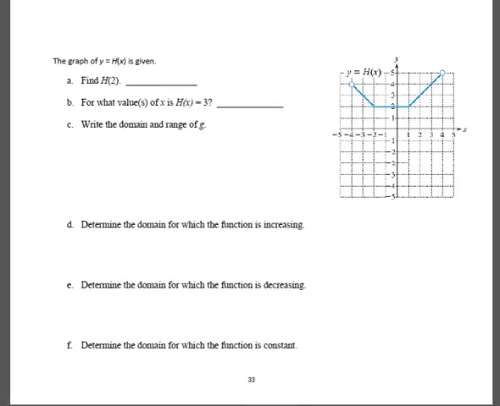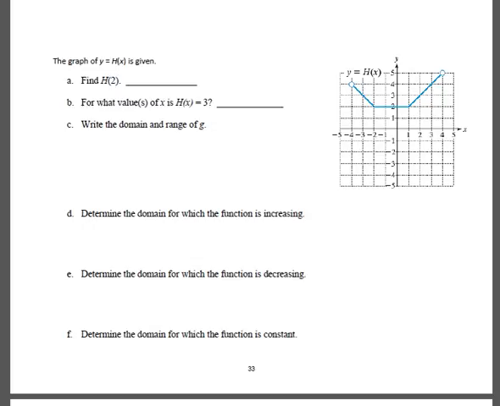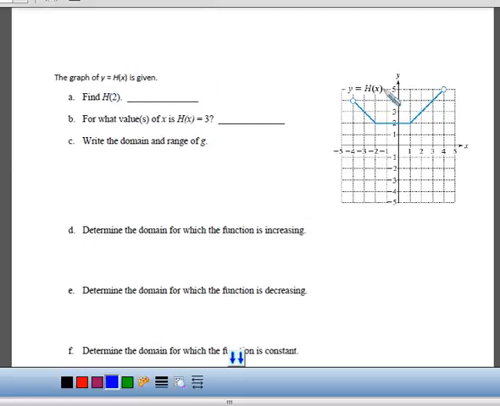Alright, so the graph of y equals h of x is given. So this is the graph. Find h of 2. So 2 is your input. The input is the domain, or the x values. So go to where x is equal to 2, go up, find where the graph is, and put a dot. So what is your y value? Alright? And your y value here, your input is 2, so your output is 3. Or your range is 3.